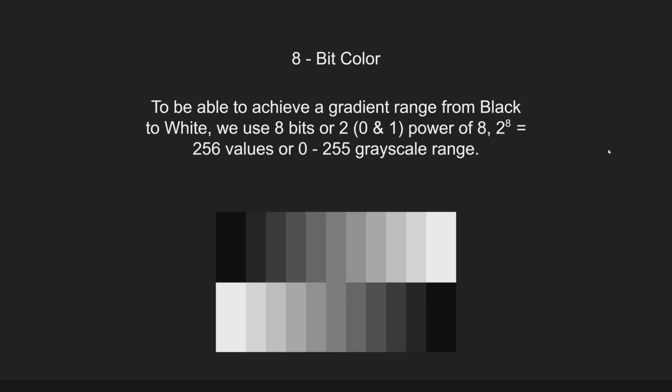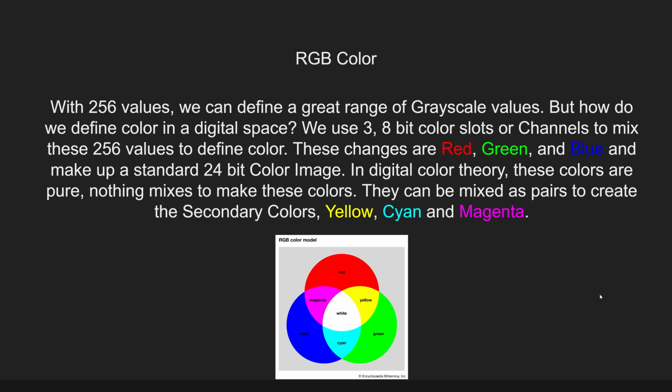How do we actually get color? Well, that's where RGB color comes in. With the 256 values, we have of course the great range of grayscale, but to get color, we actually have to use 3 8-bit color slots, or channels as we like to refer to them. These 3 different channels, the red, green, and blue channels, are all just grayscale values from 0 to 255. And when you hit 255 in any one of those channels, we'll define red in that channel, or green if it's in the green channel, or blue if it's in the blue channel.